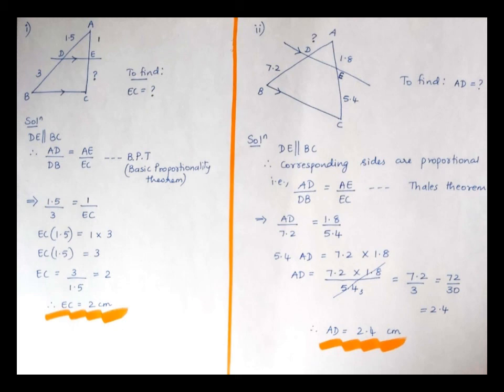Substitute the values. Here which is the unknown one? AD is unknown. So keep AD as it is and substitute the other values. So that AD is equal to 7.2 into 1.8 divided by 5.4. That will be equal to 7.2 divided by 3 because 1.8 into 3 is 5.4. Then if you shift the point in 7.2, that is going to be 72 and 1 zero will be added to the denominator. So it is going to be 72 divided by 30 and the answer is 2.4. Therefore, AD is equal to 2.4 centimeter.